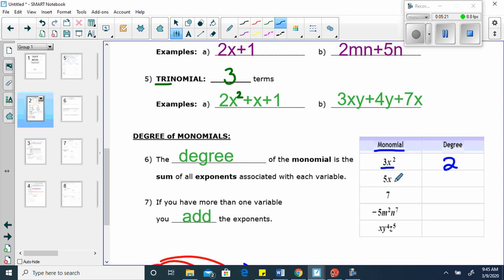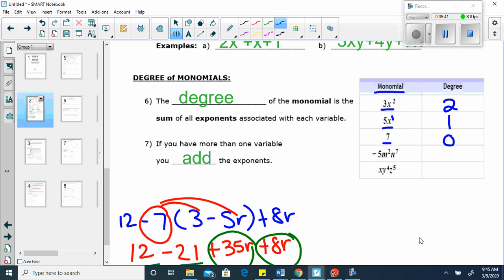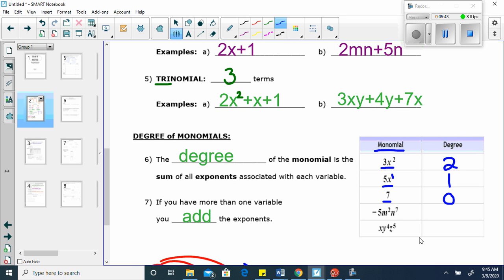5x, what is the degree of this term? 1, right? There's a little invisible 1 there. What is the degree of 7? 0. Good. There's no exponent and no variable, so just 0. Now here we have m squared and n to the 7th. What is the degree of this one? It is 9. How did you do that, Krish?